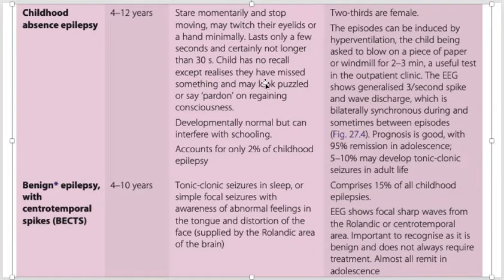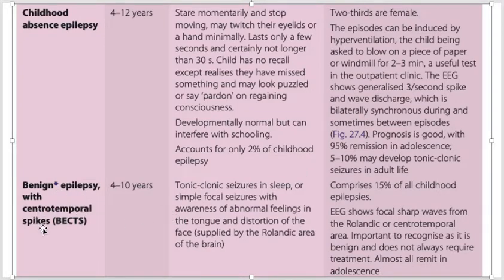The child has no recall. They miss something and may look puzzled or say pardon on regaining consciousness. It is more common in females than males, so 2/3 are females. It accounts for only 2% of childhood epilepsy, so not so important, but remember they have a typical EEG pattern: a 3 hertz, or 3 per second, spike and wave pattern. The drug very much used for absence epilepsy is ethosuximide. Ethosuximide. A very important MCQ question as well.